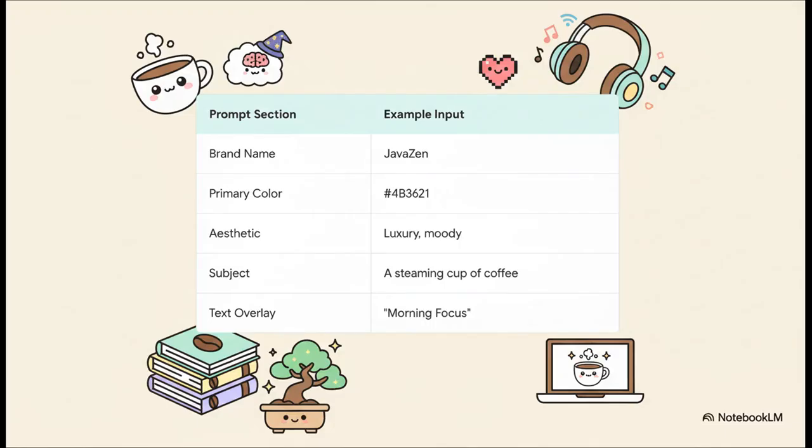Let's make this real with an example. You can see right here for this fictional coffee brand, Java Zen, how each part of that blueprint gets filled out. You've got the brand name, the exact hex code for the main color, the subject. It's just a simple, repeatable recipe to get on-brand results every single time.